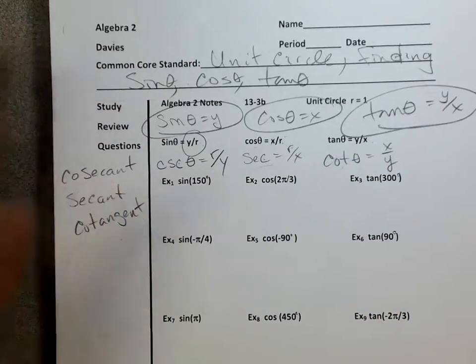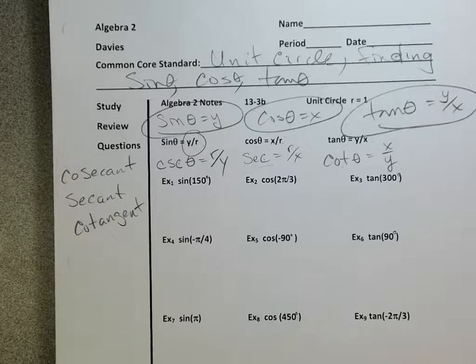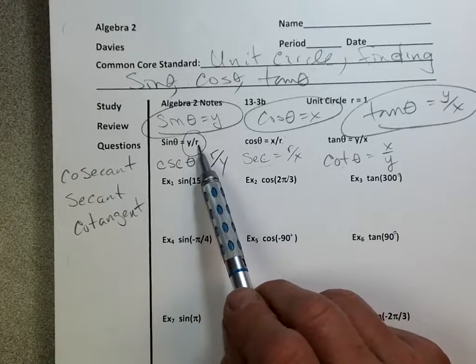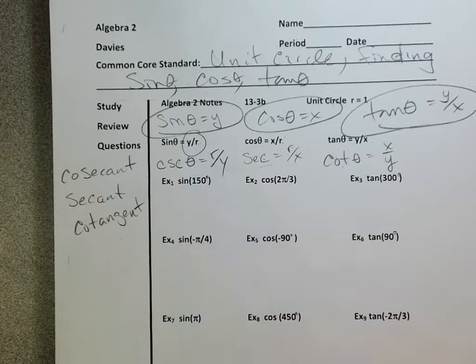Okay, those are the ones I'm going to use because I'm on the unit circle and the radius is 1. I don't care about the r. So I'm just going to write it without the r because the r is 1, okay? Now, let's do it.